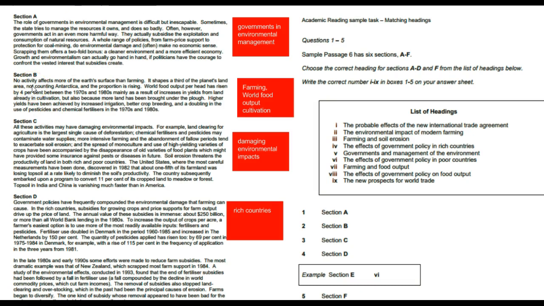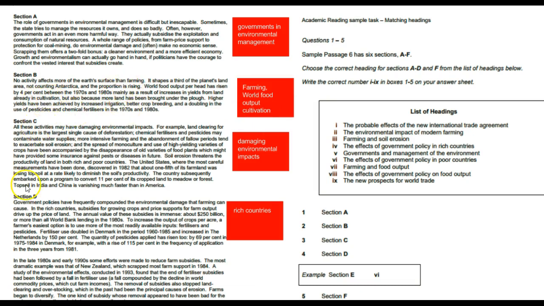Paragraph B, or section B: no activity affects more of the Earth's surface than farming. It shapes a third of the planet's land area, not counting Antarctica. The population is rising. World food output. Okay, we have another keyword here. Sometimes you find it in the next or the second line. So we have farming from the first. World food output, maybe farming is too general a word because you can find it in more than one paragraph, but world food output is specific to this paragraph. So we have it here. We also have the word cultivation from this line.